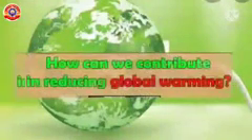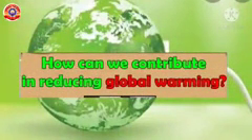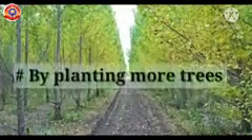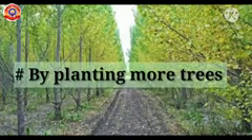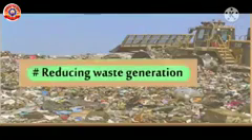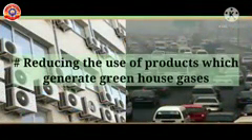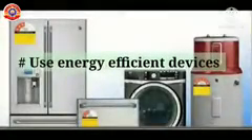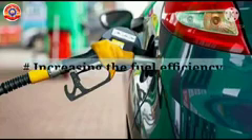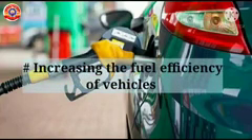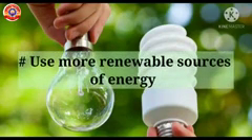So how can we overcome the consequences of global warming? Let us see one by one. By planting more trees. That is, we have to promote afforestation rather than the mere cutting of forests and trees. Next is reducing waste generation. Reducing the use of products which generate greenhouse gases. Use energy efficient devices. Increasing the fuel efficiency of vehicles. And at last, use more renewable sources of energy.